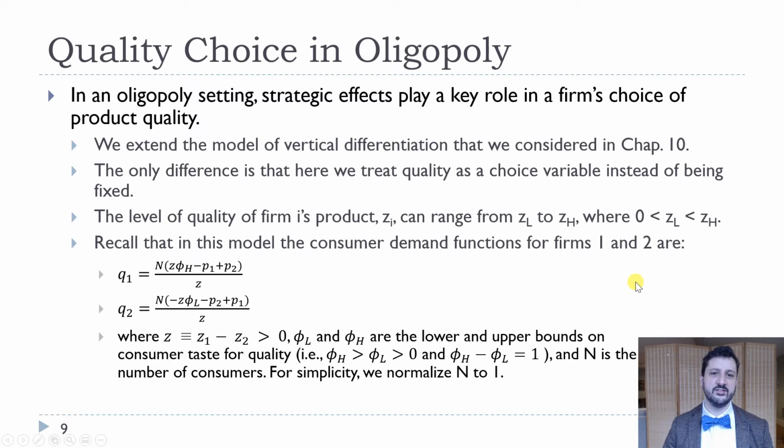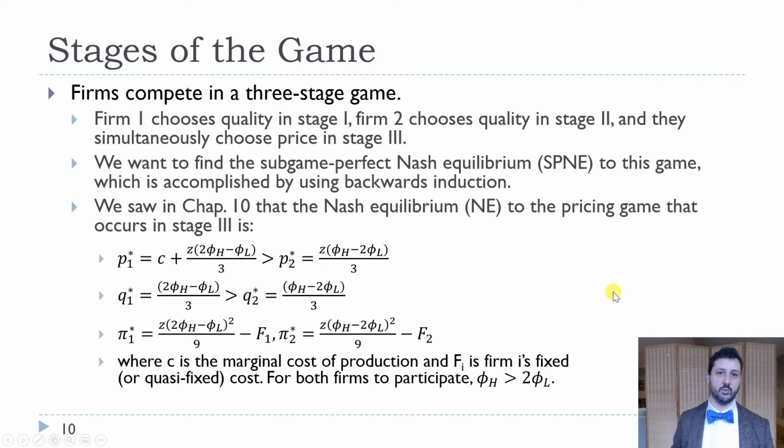So we want to think of this as a dynamic game with 3 stages. In stage 1, firm 1, the leader here, chooses quality. Then firm 2 chooses quality in stage 2, and then they both choose price in stage 3. Remember, the prices won't be the same because the quality levels are not the same. We're looking for the subgame perfect Nash equilibrium, so we need to work backwards.